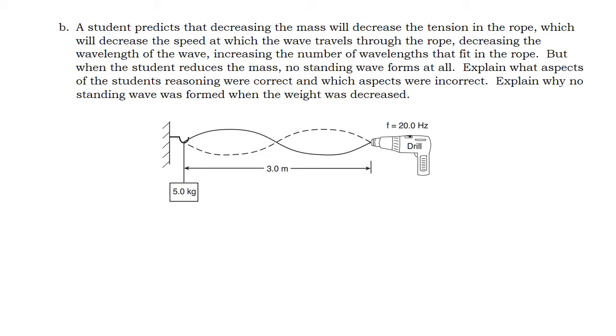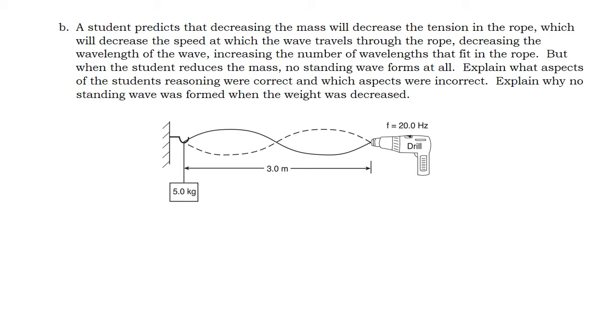A student predicts that decreasing the mass will decrease the tension in the rope, which decreases the speed at which the wave travels through the rope, decreasing the wavelength of the wave, increasing the number of wavelengths that will fit in the rope. But when the student reduces the mass, no standing wave forms at all. Explain what aspects of the student's reasoning were correct and which aspects were incorrect. So let's go through this.